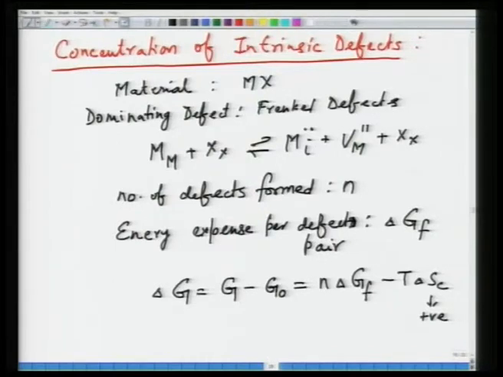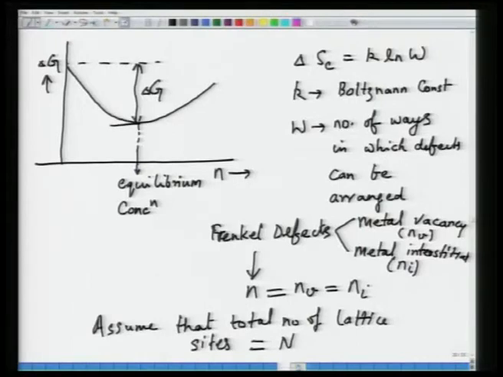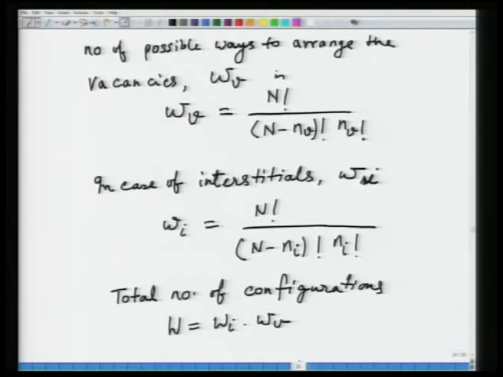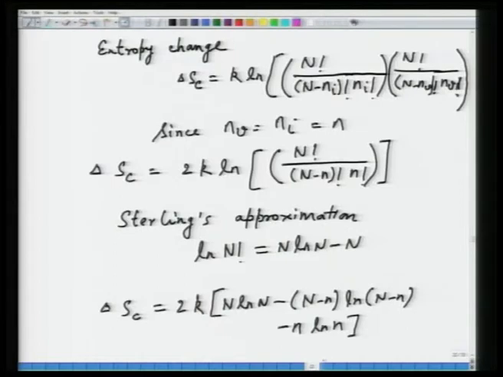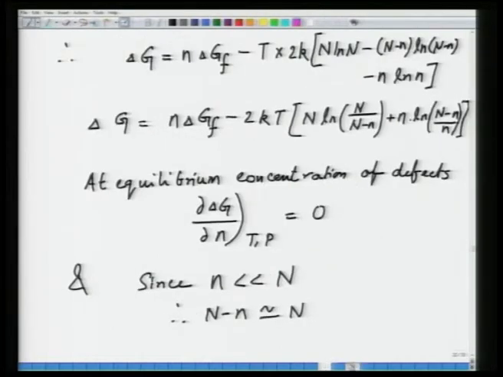Then we worked out what was the concentration of intrinsic defects. This is a thermodynamic basis to calculate the concentration of intrinsic defects, and the basis comes from that if the defects are stable, that means at certain concentration the free energy of the crystal will be minimum, or the free energy change will be the most negative. As a result, we worked out the expression for defect concentration.